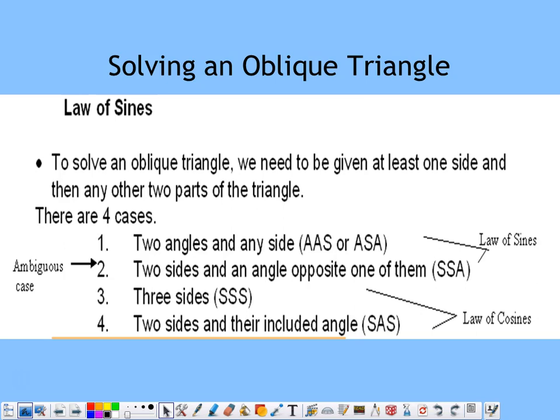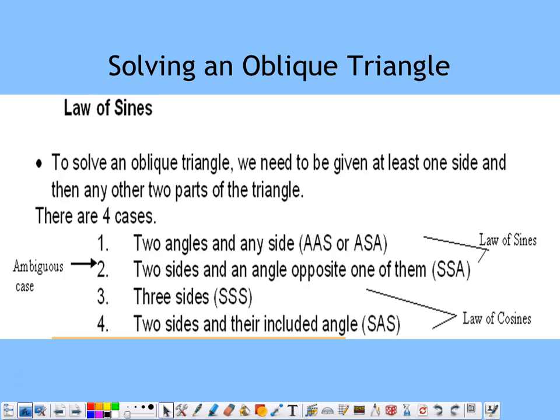If you want to solve an oblique triangle, and to solve means to figure out what all the sides are equal to and all the angles are equal to, then you need to know at least one side and then any two other parts of the triangle. And if you do, you can figure out everything else. Now, why do you think I have to know at least one side? Got to start somewhere.